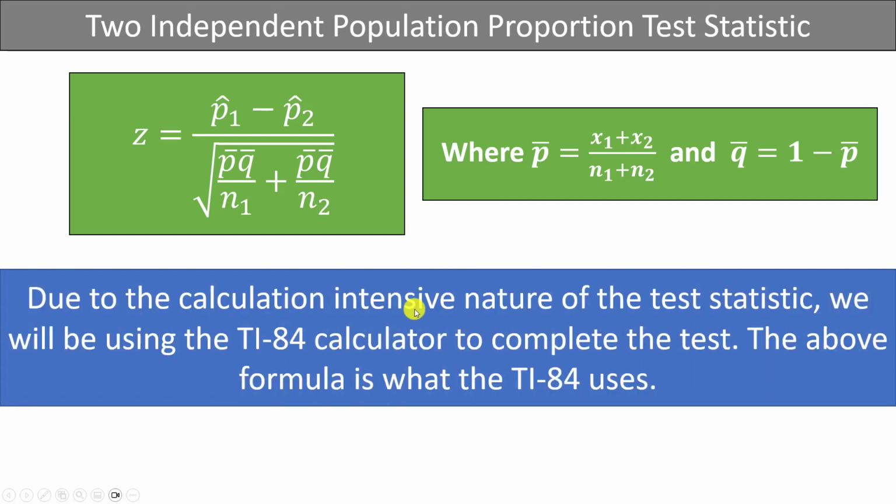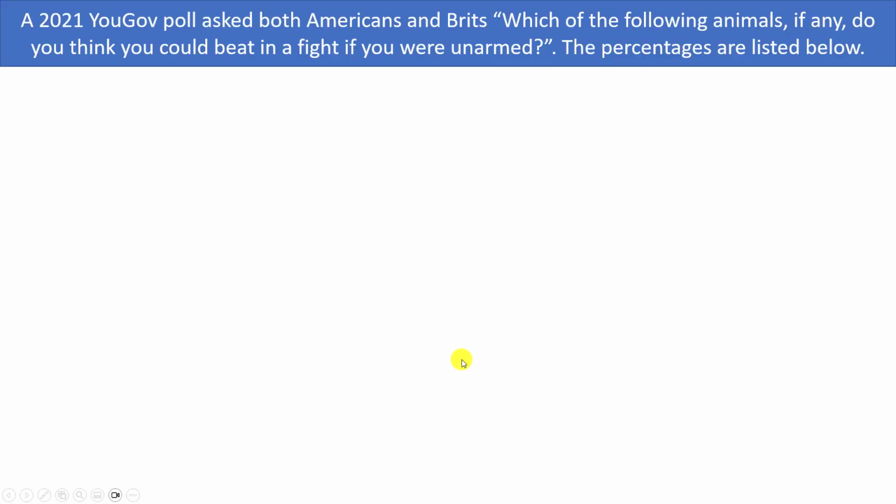So due to the calculation-intensive nature of this, it's a little bit of work to do this, and really the focus here is not the calculation, it's more on the interpretation and understanding what's going on with the hypothesis test. We're going to be using a TI-84 function to do this instead. So let's look at an example.